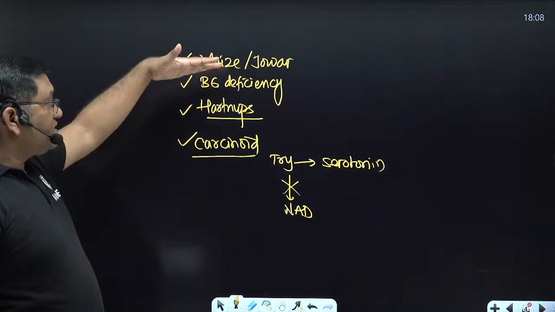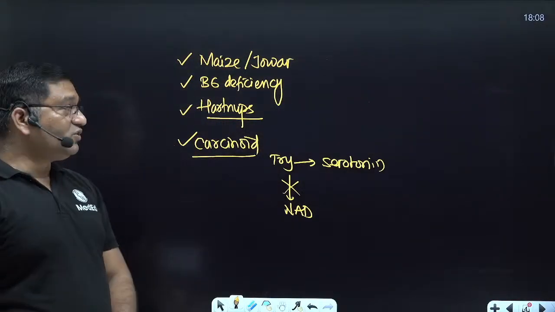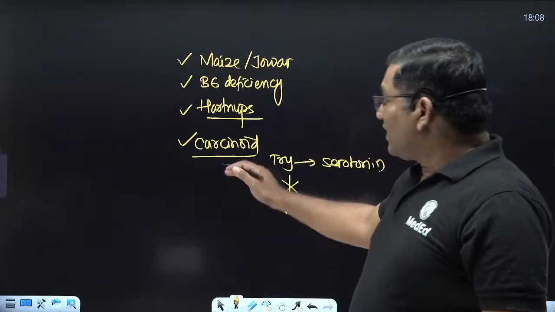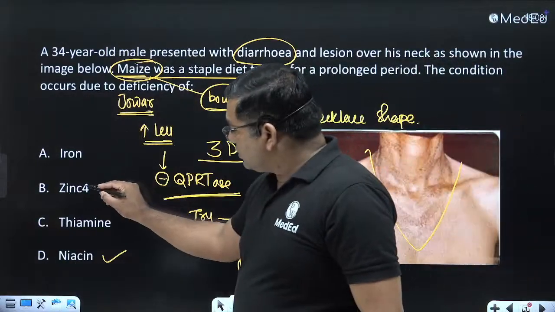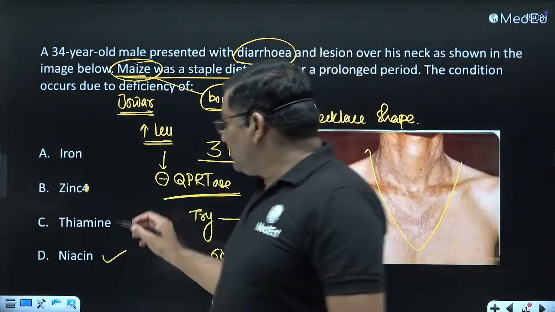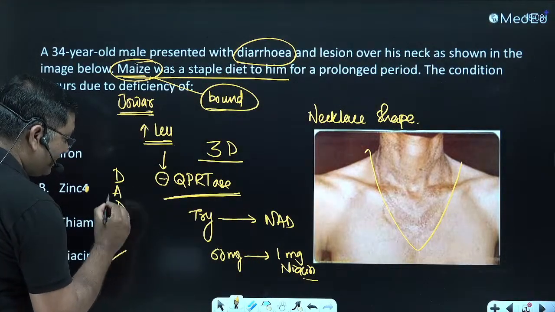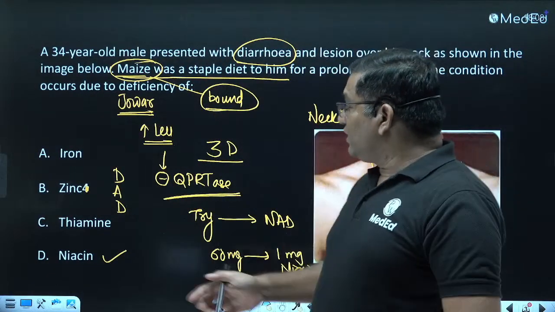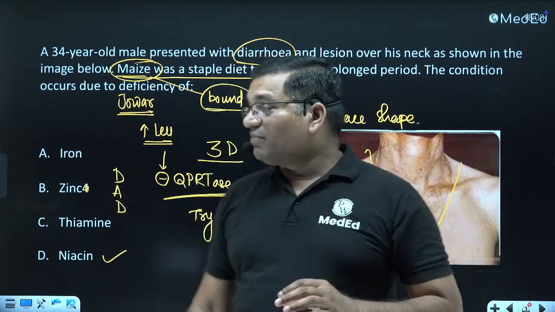So maize, jowar eating population, then B6 deficiency, Hartnup's disease, carcinoid syndrome, and dietary deficiency of niacin cause pellagra-like symptoms, that is the classical 3Ds. Now see this question here, zinc. So this is wrong here. Zinc also causes dermatitis, but in zinc deficiency there is diarrhea, alopecia, dermatitis, delayed wound healing and loss of taste sensation. Also it affects reproduction, because zinc is required for the formation of germinal epithelium.